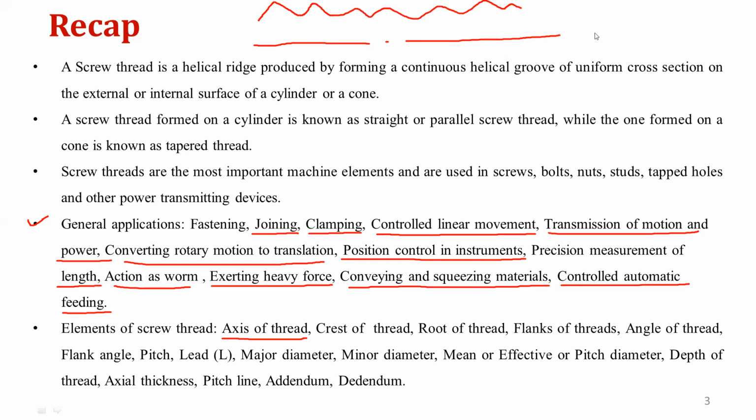So this is the center of the screw. That is called the axis of the thread. It is only an imaginary line that runs longitudinally through the center of the screw. And the crest of the thread: it is the topmost point of the groove forming the thread.